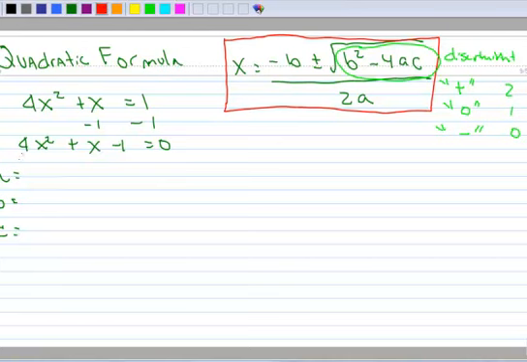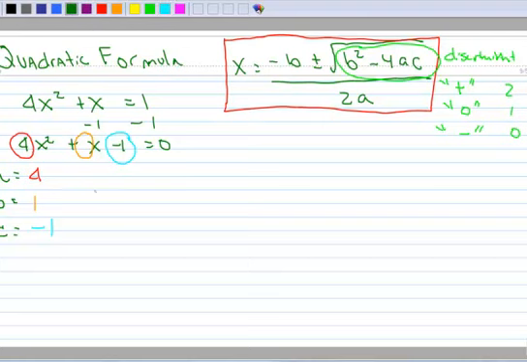Alright, so the a term is always the coefficient of x squared, so in this case it's 4. The b term is always the coefficient of the x, and in this case it's 1. It's not 0, it's 1. This means 1 times x. The c term is always the constant on the end, and in this case, it's negative 1. So I've got 4 as my a, positive 1 as my b, negative 1 as my c.